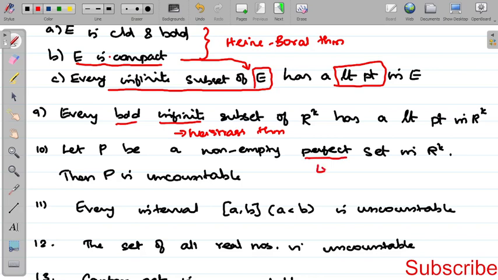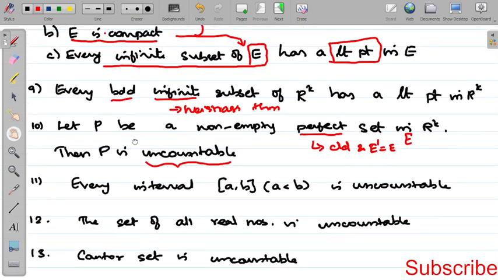A perfect set, we have already seen, is closed. That is, a set is closed and every point of that set is a limit point. For example, if E is a closed set and every point of that set is a limit point, then that is perfect. So we can say that this type of set is uncountable.